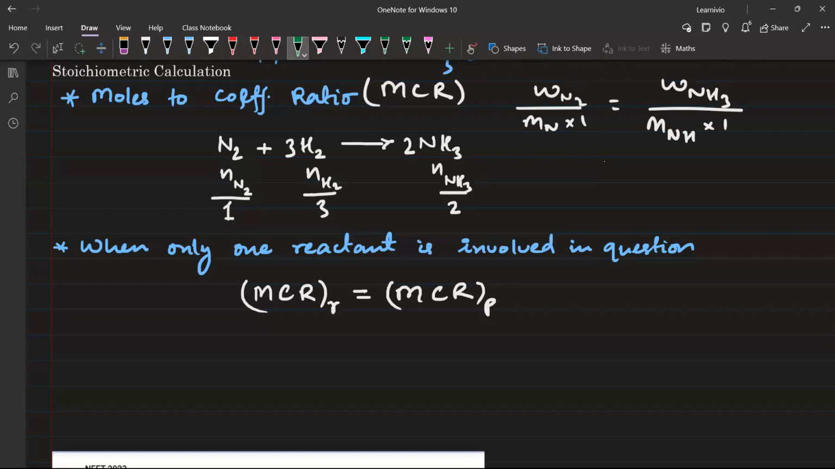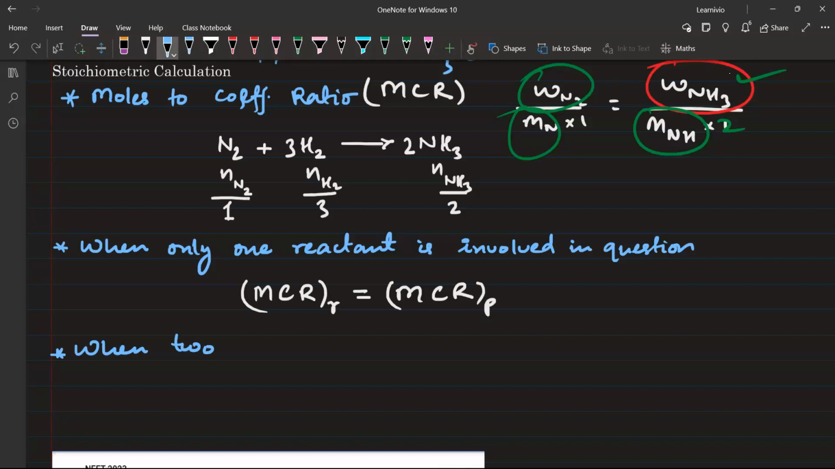Now here you must be given the amount of N2. You know the molar mass of N2. You need to find out, I'm putting it in red, the amount of NH3. But you also know what this will be, 2. You know the molar mass of NH3. So here you can see that there are multiple variables, but only one variable is missing. So it will give you a linear equation in one variable and you will solve it. So the starting point I'm telling you, and with each and every question we will be looking at the different types of question and what is the missing variable there. But you have to always start with MCR of reactant is equal to MCR of product if only one reactant is involved.